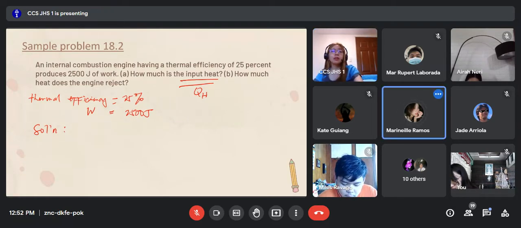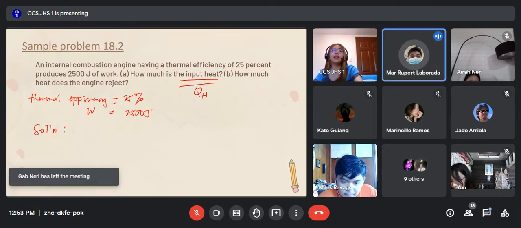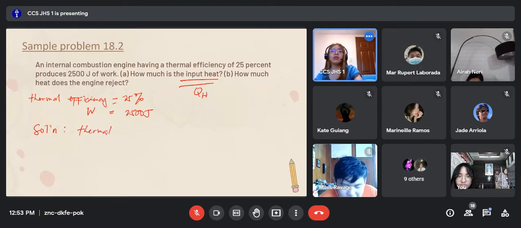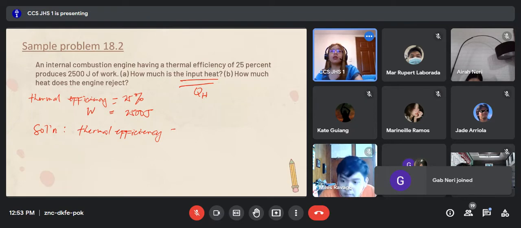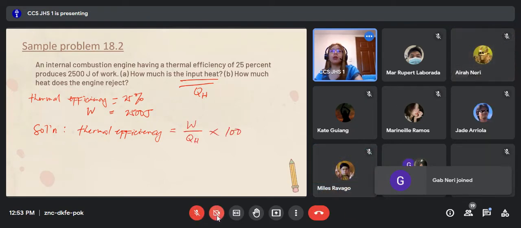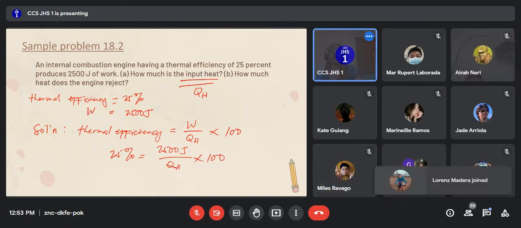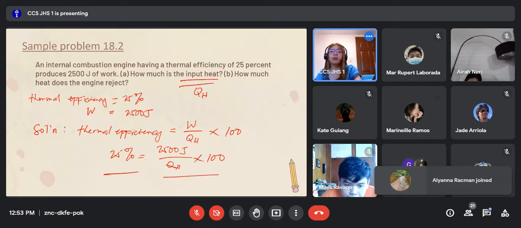Thermal efficiency is equal to output work over heat input, times 100. Okay? So what is the value of our thermal efficiency? 'Di ba 25% given man na. Work 2,500, tapos times 100. Next step is to para mawala ni 100, ano ni i-divide both sides by what? 100. Okay, 100. Cancel, cancel.